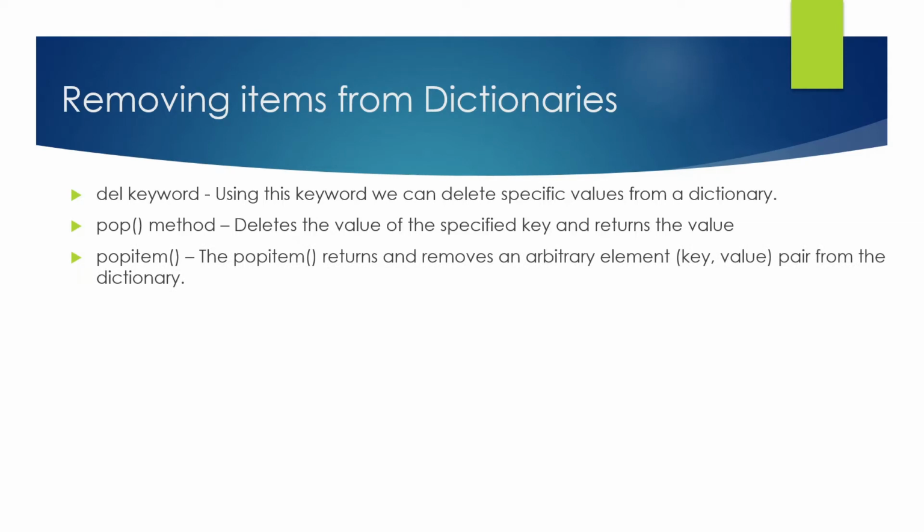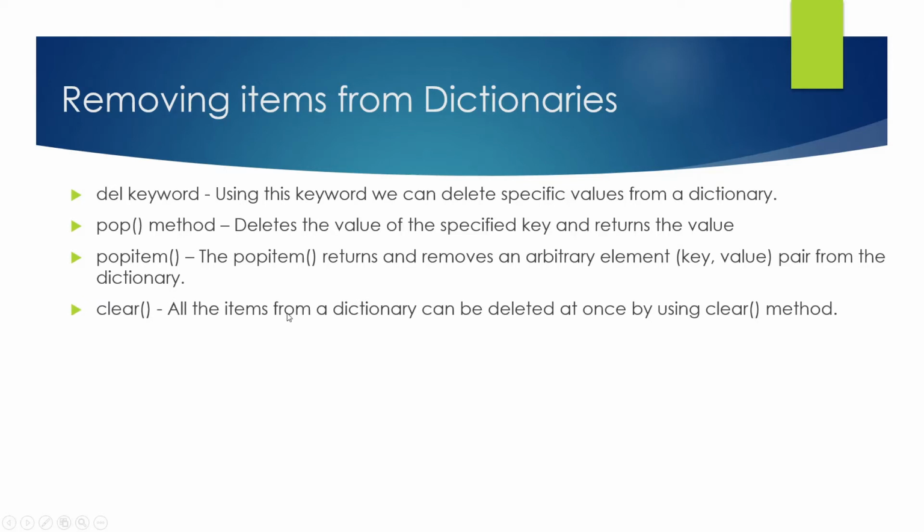Popitem. The popitem is a function again, or you can say a method. It returns and removes an arbitrary element, a key value pair, from the dictionary. We'll take an example for that. And last is clear. Clear is very simple. It removes or deletes all the items from a dictionary at once, and you can use this to clear everything. So it does not matter what your dictionary contains or how many elements it contains.